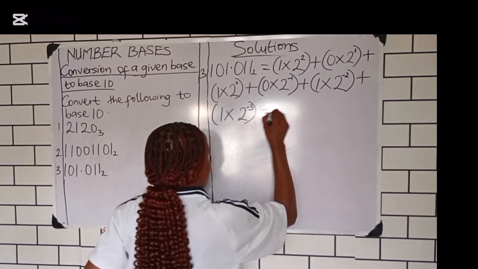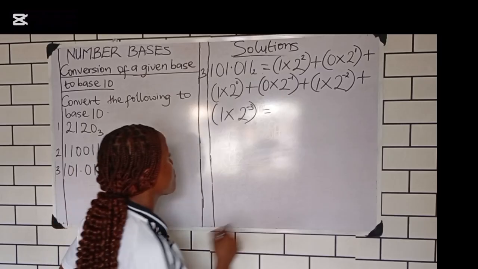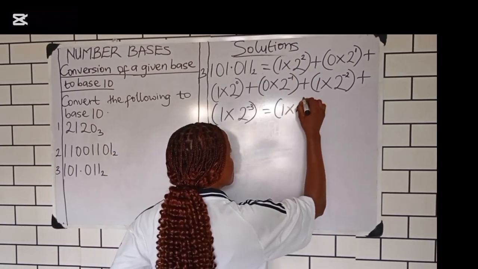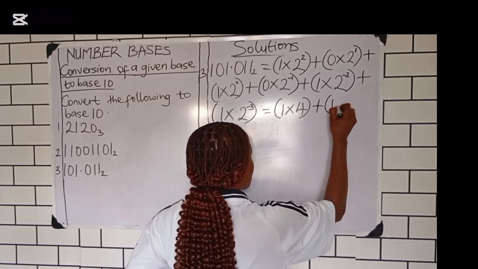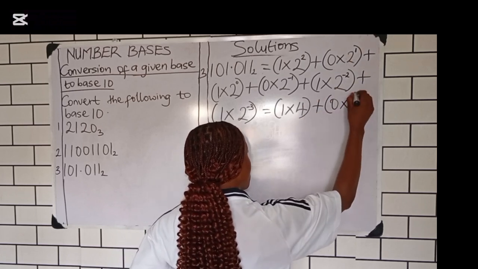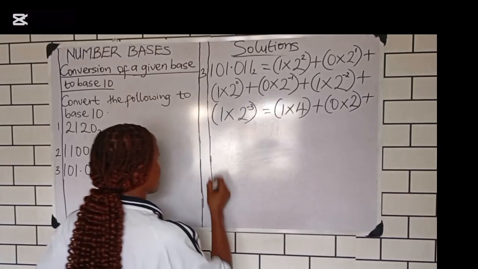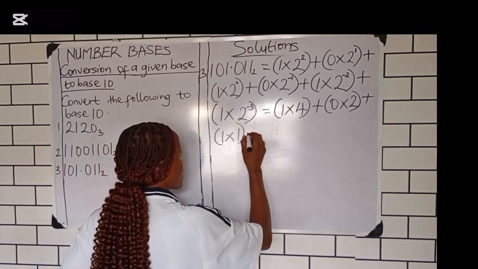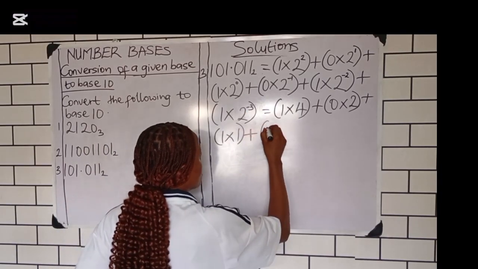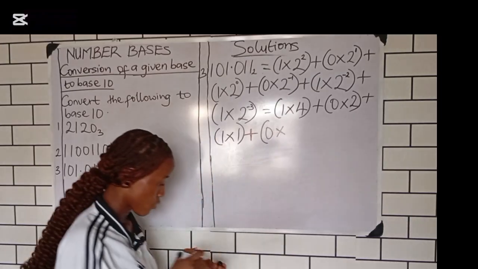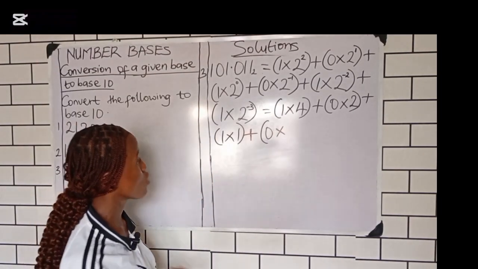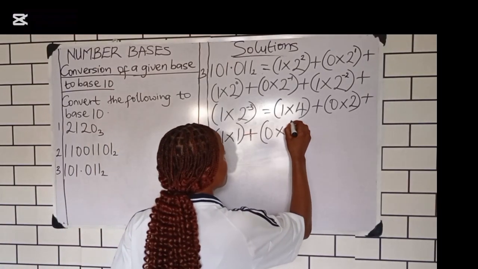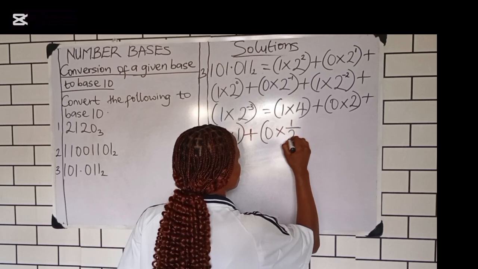Close bracket. Now simplifying further, we have bracket 1 times 2 raised to power 2 will give us 4. This is 2 times 2. Plus 0 times 2 raised to power 1 will give us 2, plus bracket 1 times 2 raised to power 0, which is 1, plus bracket 0 times 2 raised to power bar 1. Remember, bar is what? Over. We have 1 over 2.